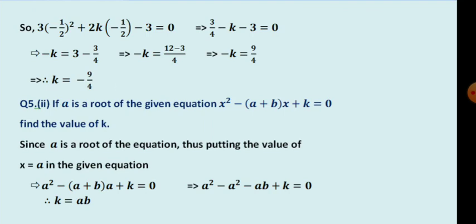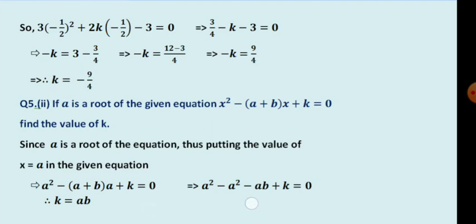Now question number 5.2. If a is a root of the given equation x square minus (a plus b)x plus k equals to 0, find the value of k. So again, since a is the root of the equation, if we put x equals to a in the given equation, the equation will be satisfied. So instead of x, we'll put a in the equation, that is a square minus (a plus b) into a plus k equals to 0.